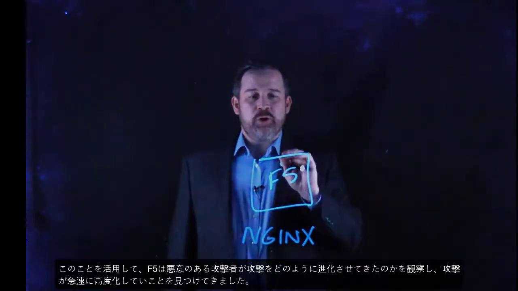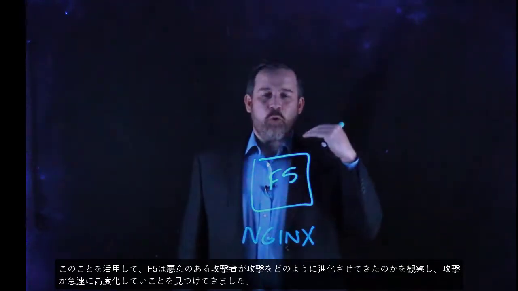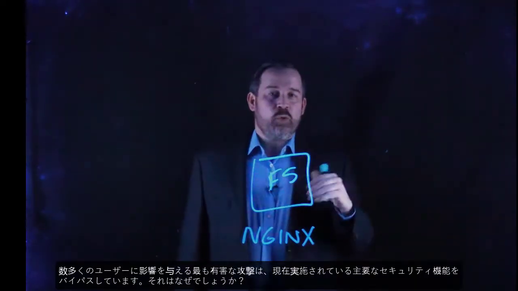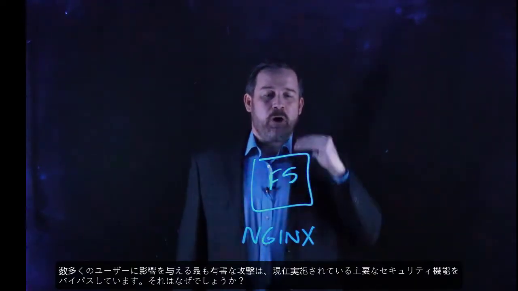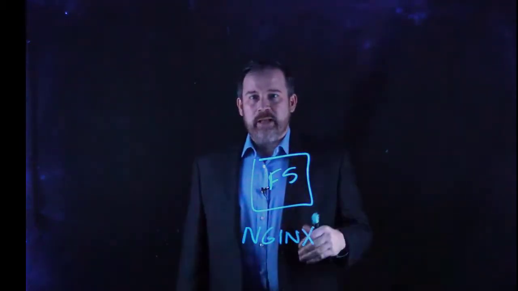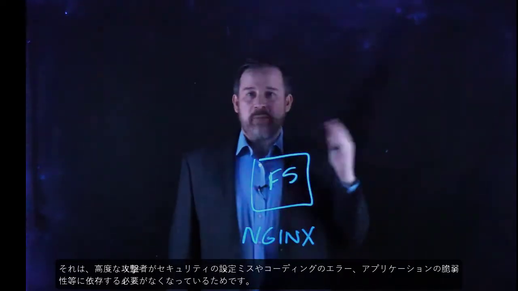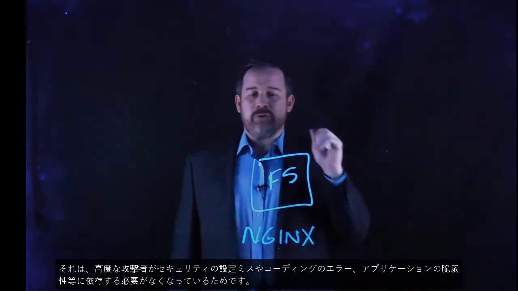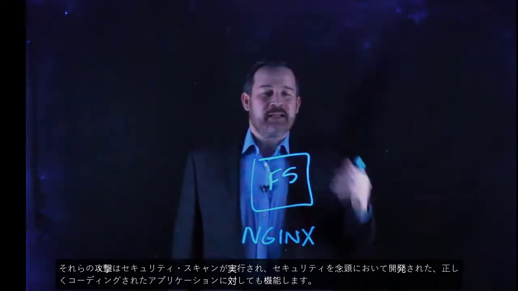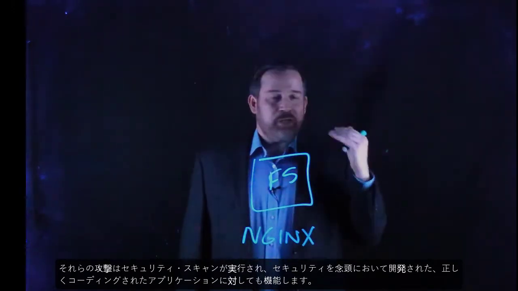We've leveraged that to observe how bad actors have evolved their attacks. And what we've seen is a rapid evolution in attack sophistication. The most damaging attacks which affect your users are bypassing mainstream security capabilities that are in place today. Why is that? Because sophisticated attacks no longer have to rely on security misconfigurations or coding errors or vulnerabilities in your application. Instead, they work against correctly coded applications that have been security scanned and developed with security in mind.